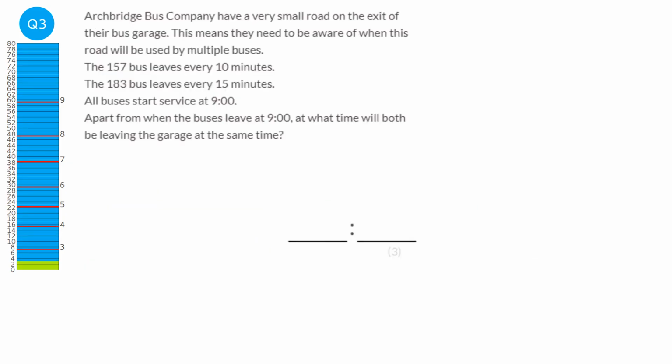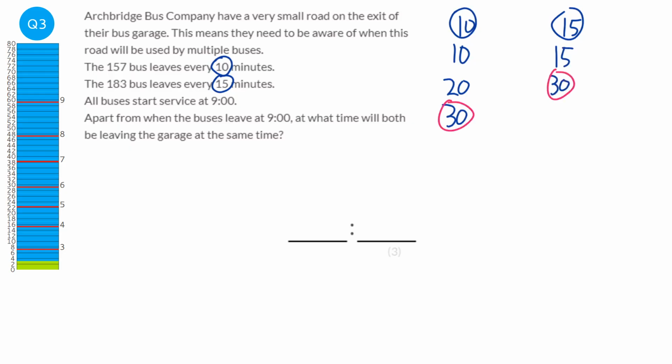To answer this question, we basically need to find the lowest common multiple of the 10 minutes here and the 15 minutes here. So we're going to start off just by doing the 10 and 15 times table. So it'd be 10, 20, 30, and the 15 times table with 15 and 30. So the lowest common multiple is 30. So after half an hour, these buses will sync up. They'll both leave at the same time. And all buses start service at 9 o'clock. So it will be half an hour after 9 o'clock, which will be 9:30.